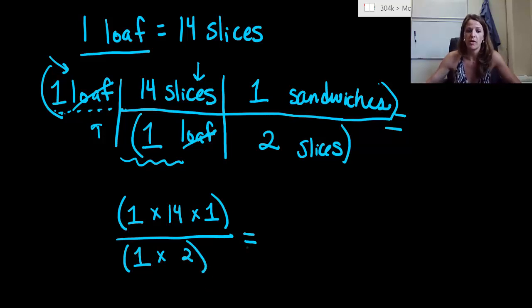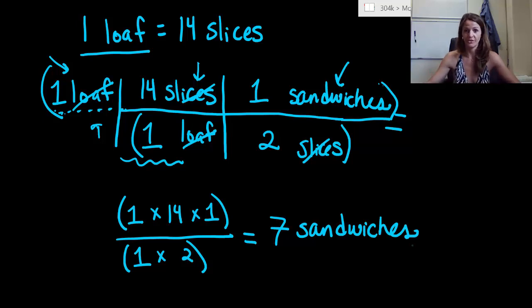So if you do that properly, you essentially have 14 divided by 2, and that gives you 7. Go to this last unit here because your slices canceled out. So the only unit you have left is sandwiches. So for this problem, we determined that with 1 loaf of bread, I can make 7 sandwiches. There are 7 days in a week, so that worked out perfectly.